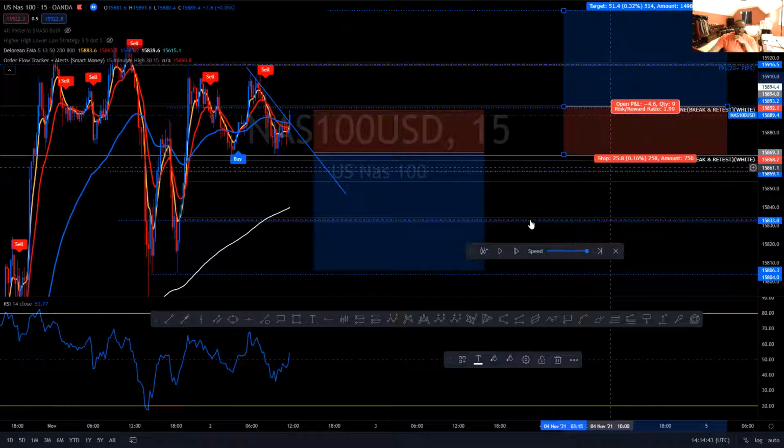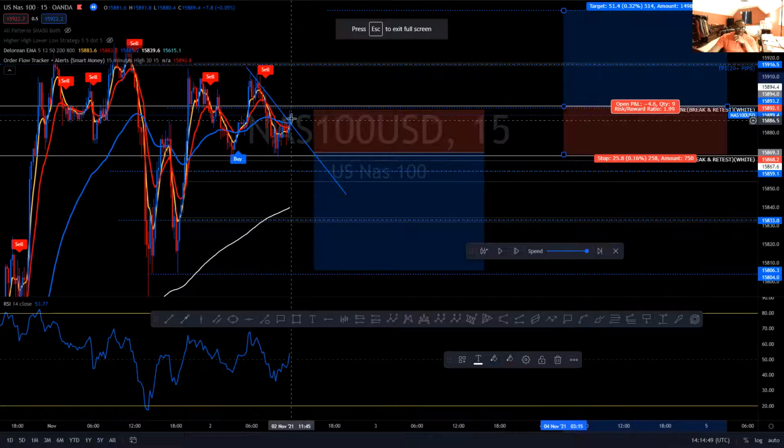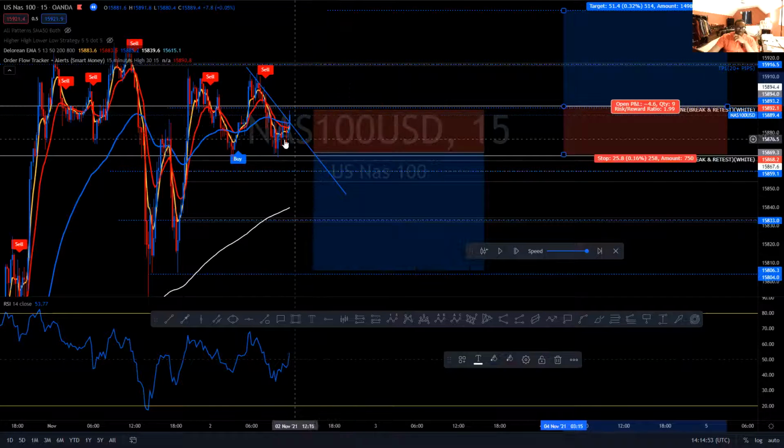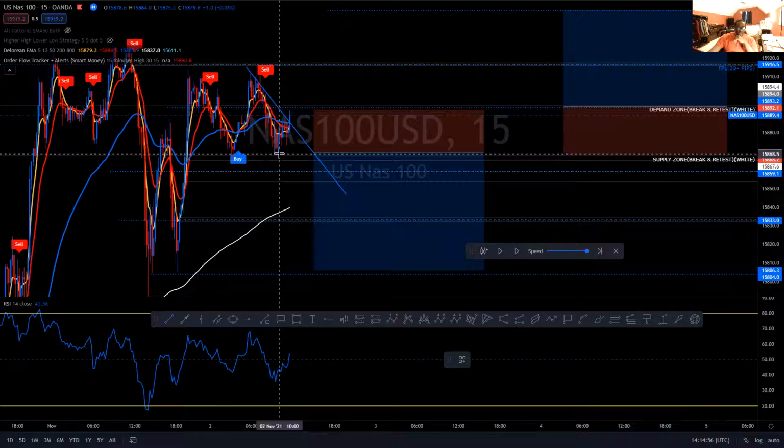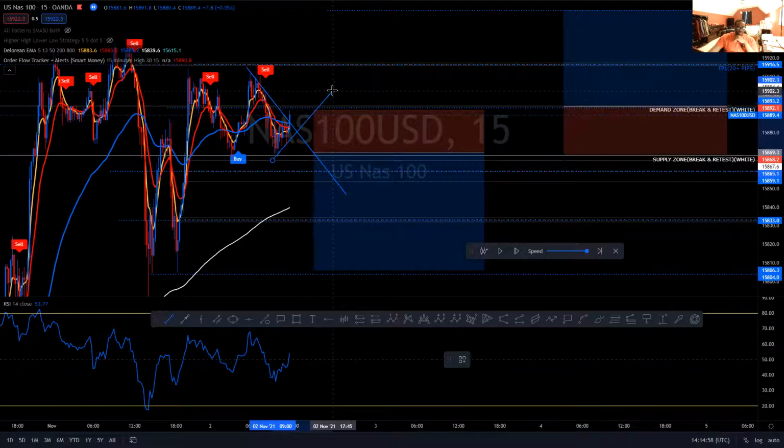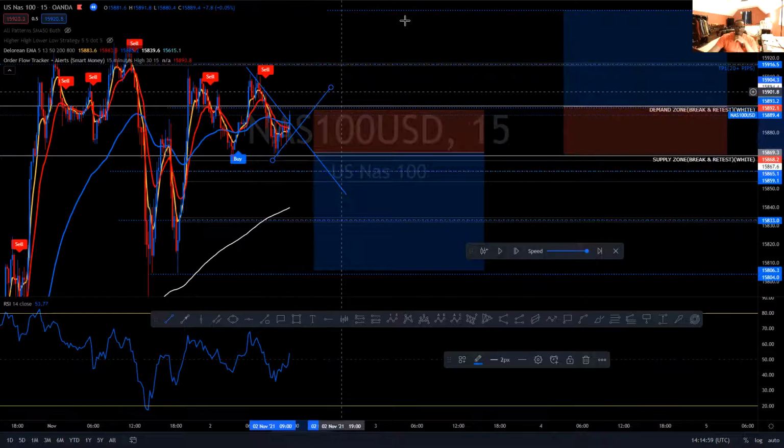So ultimately, I saw that price kind of broke this trend line. It busted up, but it didn't really close above. So I said, okay, you know what? It's a possibility that price might buy up, but we'll see. So I'm just going to draw two trend lines and see what happens.